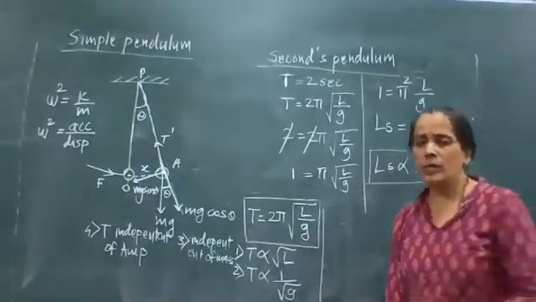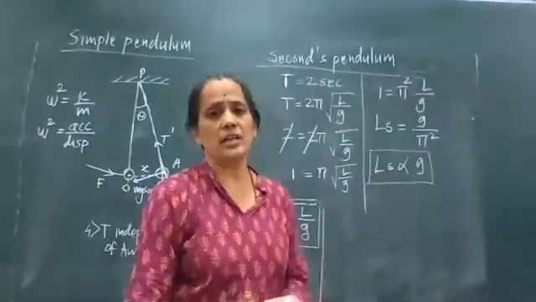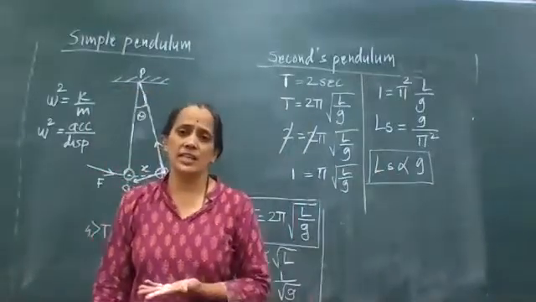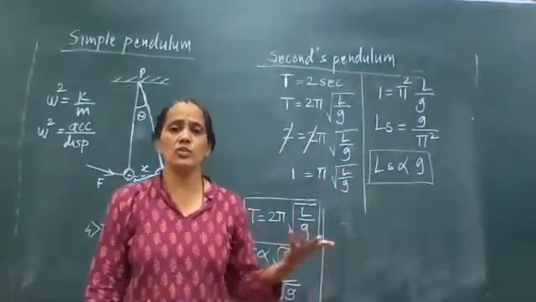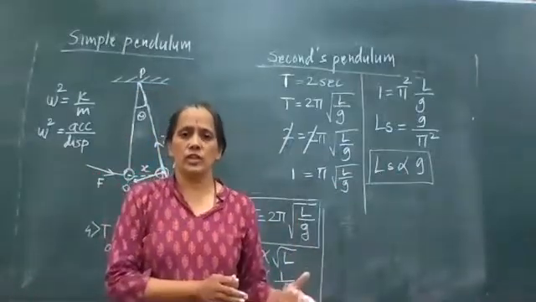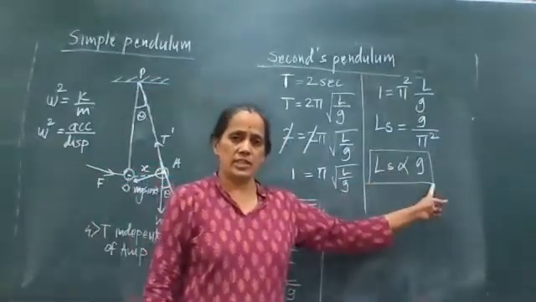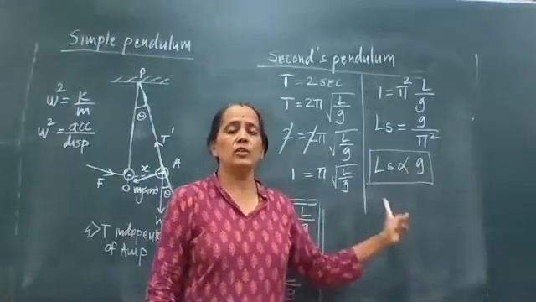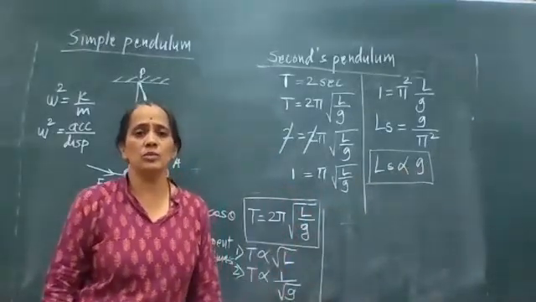And all of you know that in the 11th standard we have seen that the g value, that is the gravitational acceleration value, changes from place to place. So if the place goes on changing, the value of g changes. And if the value of g goes on changing, the length of the seconds pendulum will also go on changing.